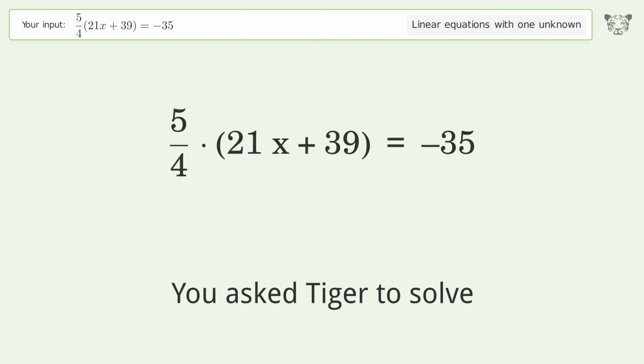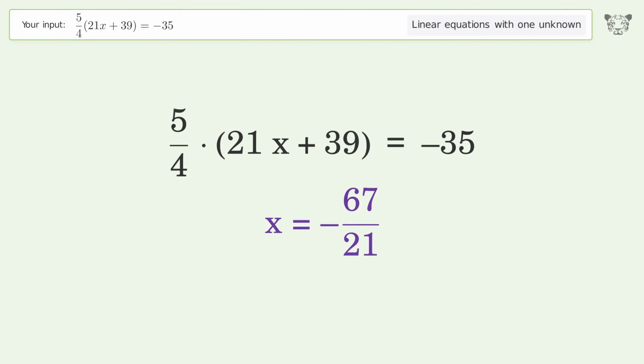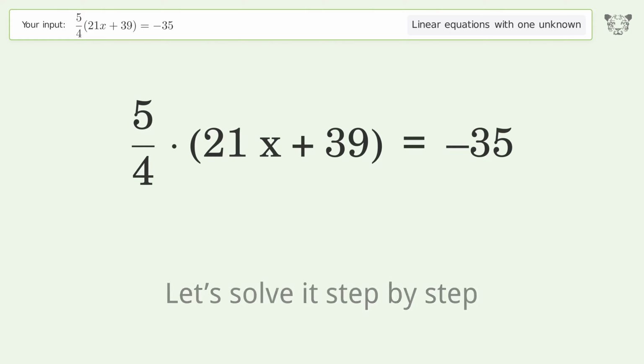You ask Tiger to solve. This deals with linear equations with one unknown. The final result is x equals negative 67/21. Let's solve it step by step.